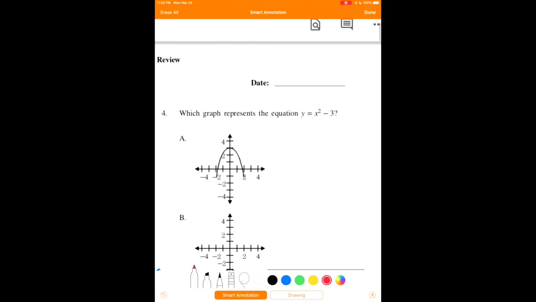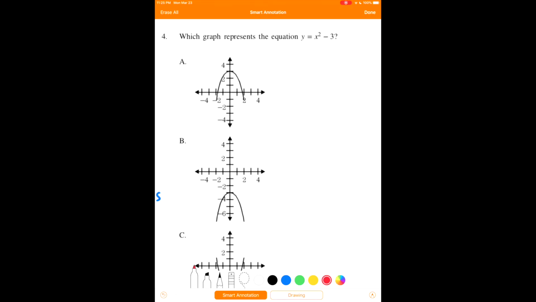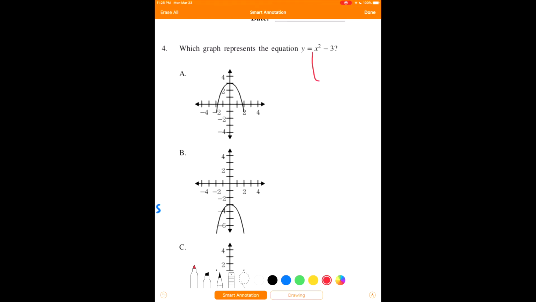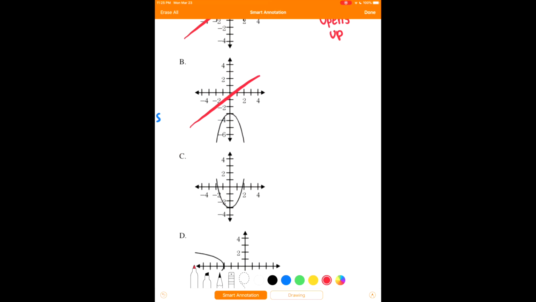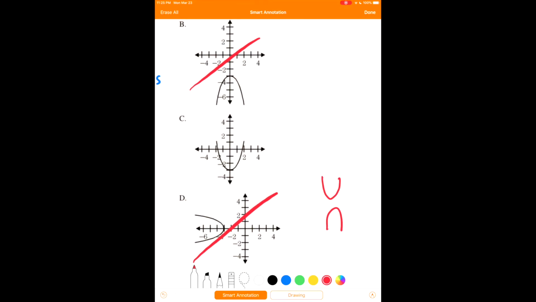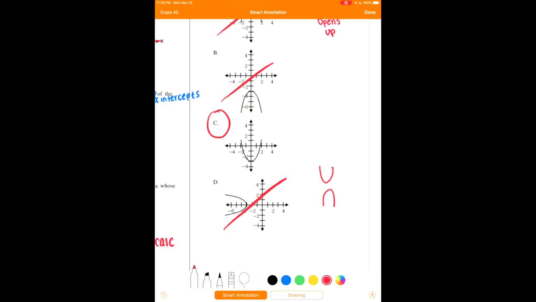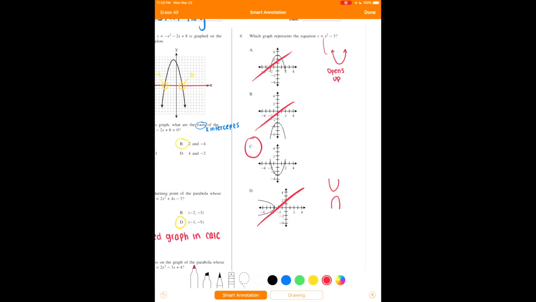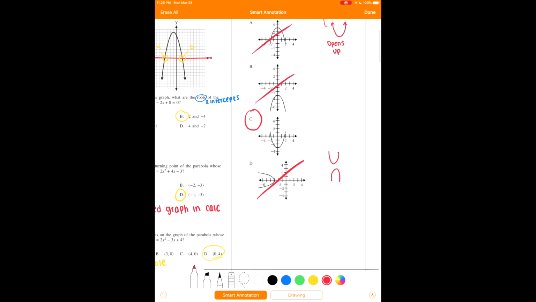For number 4, which graph represents the equation x squared minus 3? So this has a positive number in front of the x squared, so I know it's going to be a smiley face, my graph opening up. So I'm going to get rid of choice A and B. And then choice D is a sideways parabola, which we're not going to talk about this year. You're only talking about smiley faces and frowny faces. So I'm left with only choice C. Your other option was you could have plugged it in the calculator and looked at what the graph looked like.